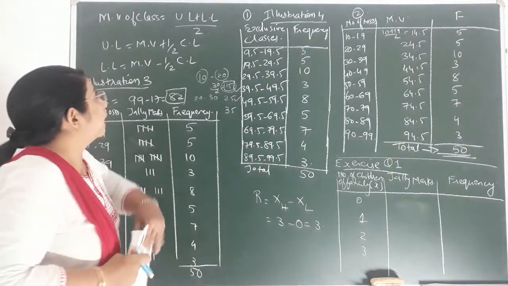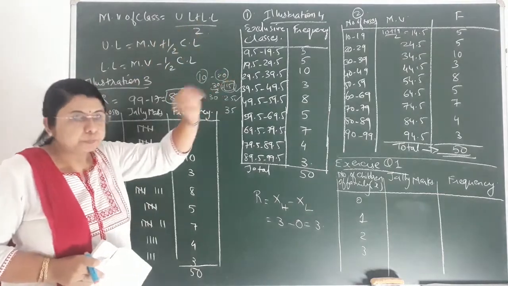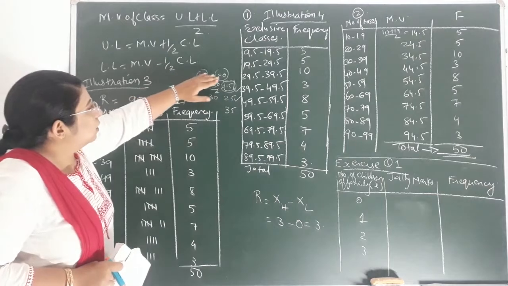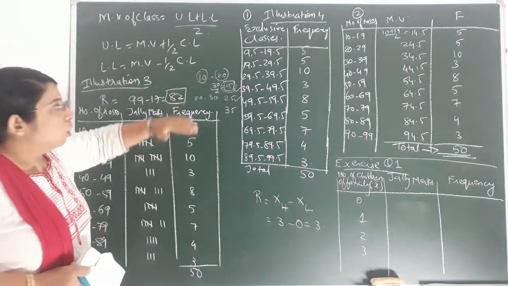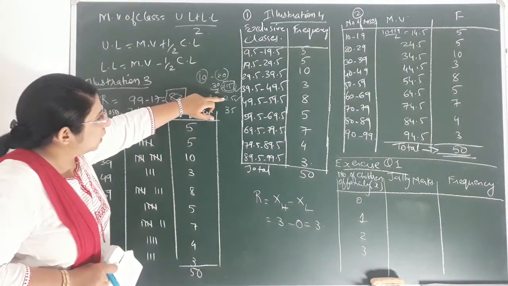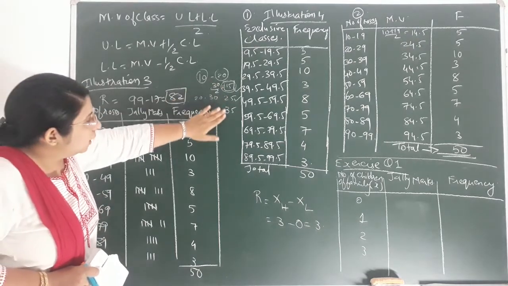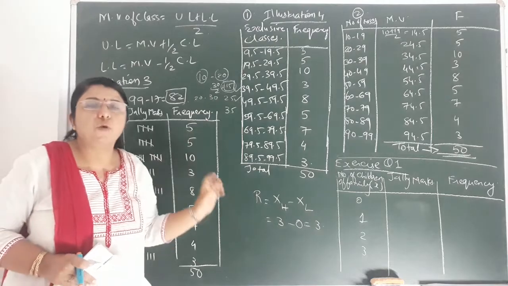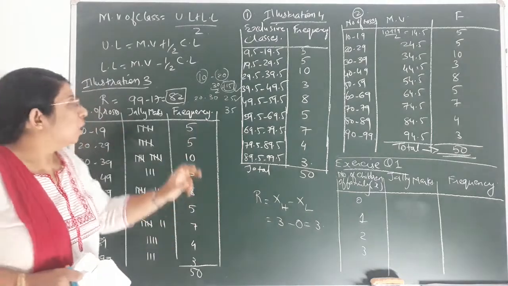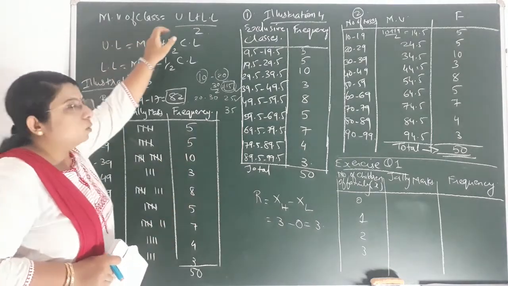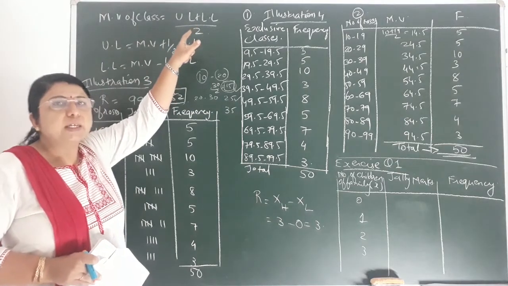You don't need to apply the formula each and every time, because the class length is equal for all the classes. So you just have to add 10 to each and every mid value. So easily you can get the mid value of all the classes without the formula. So this is the formula to find the mid value, that is upper limit plus lower limit divided by 2.